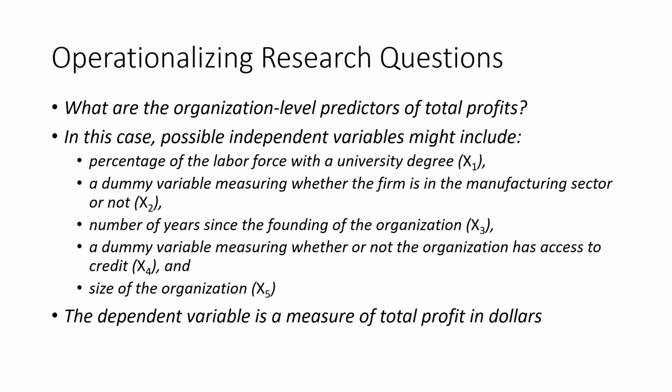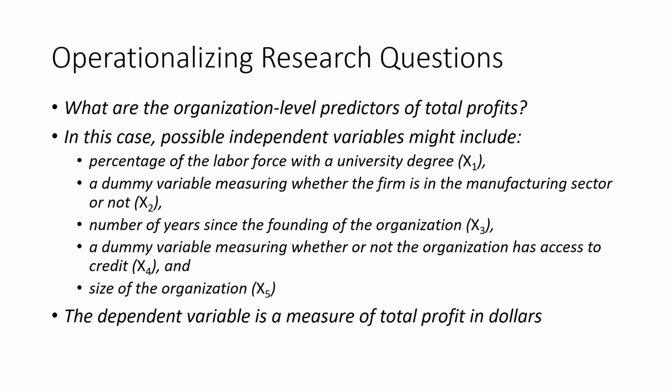Okay, here's another research question that we could ask and answer using multiple regression, and we'll extend this question over the next few slides so that we can break it down and show you how you would build a multiple regression model around it. The question is, what are the organization level predictors of total profits? So in this case, we have, as I said, any number of potential independent variables, but I have selected 5 that we could possibly use to predict organization level profits.